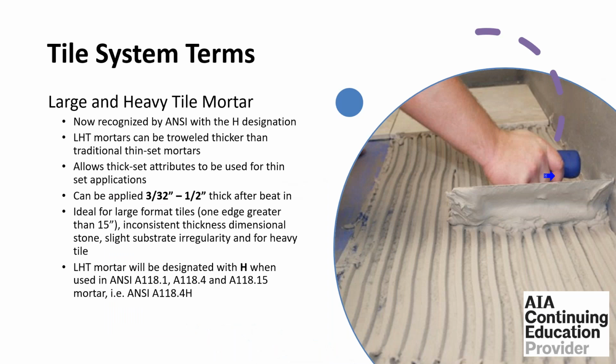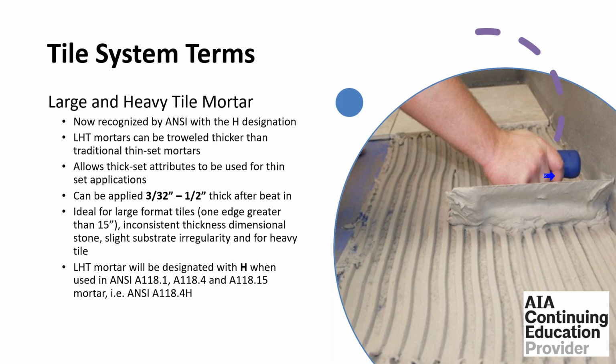Large and heavy tile mortar just recently got into the ANSI handbook, formerly known as medium bed mortar. It goes down a little bit thicker, not always, but can. It's now recognized by ANSI with an H designation. So if you see a mortar like 118.4H or 118.15H, that means that's a medium bed or large and heavy tile mortar.